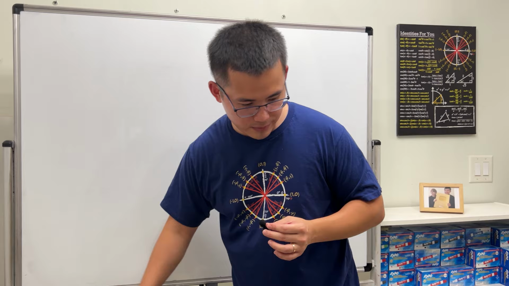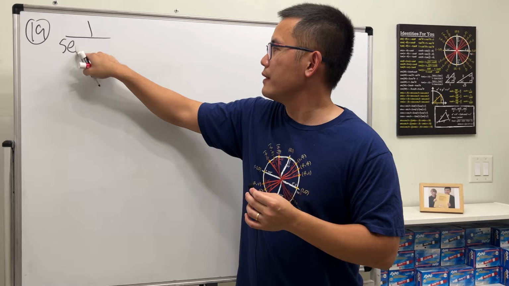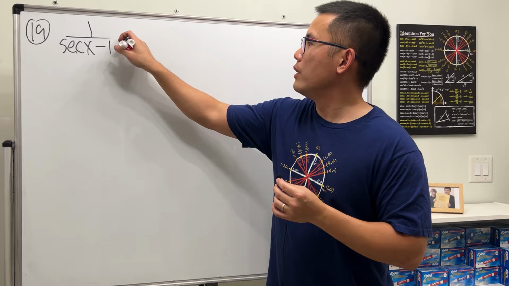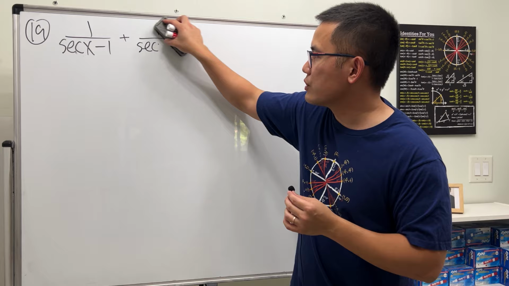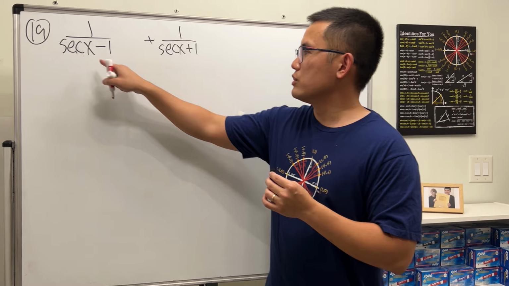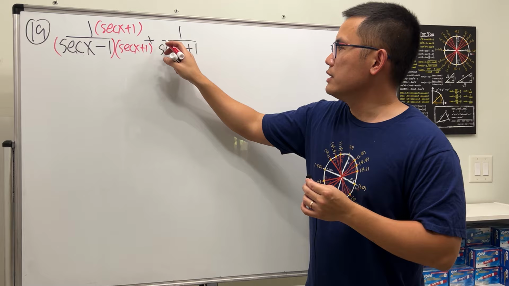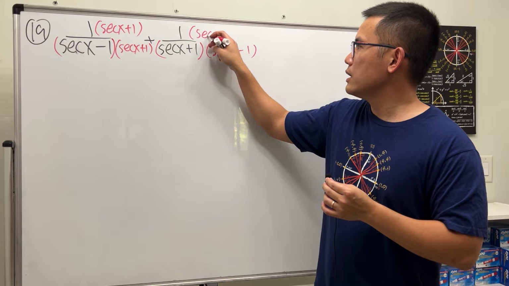All right, number 19. So we are looking at 1 over secant x minus 1, and for the second fraction, we have 1 over secant x plus 1. Let me give myself a little bit more space. All right, let's combine the fractions. For this one, let's multiply the top and bottom by secant x plus 1, and for this one, we need secant x minus 1, and then also secant x minus 1.